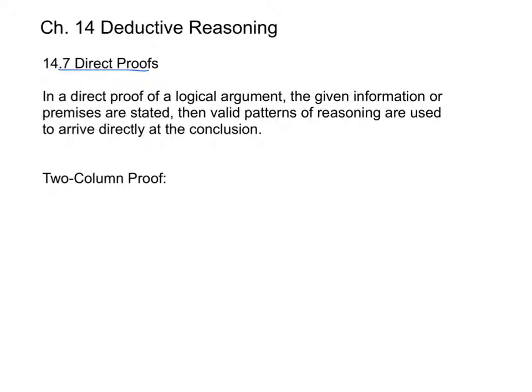So in a direct proof of a logical argument, the given information or premises are stated. So we have our premises. Then valid patterns of reasoning are used to arrive directly at the conclusion. In the last video, we covered these valid patterns of reasoning. And then a two-column proof is a type of direct proof where each statement in the logical argument is written in the left-hand column, and the reason for each statement is written directly across in the right-hand column. Essentially, to show that an argument is valid, you use a direct proof.